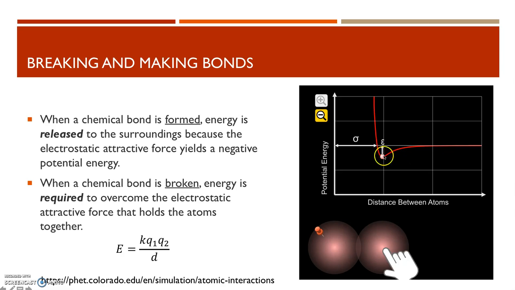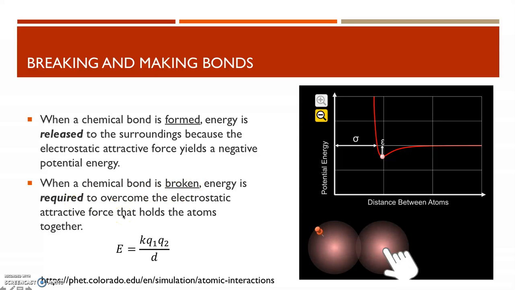When you break a bond, you require energy to pull them apart. Because these two atoms are attracted to each other, you have to put energy in order to pull them apart. That manifests in Coulomb's law here, where the charges on the two atoms, maybe the nucleus of one atom and an electron of another atom, are attracted to each other. You have a plus charge and a minus charge, and you have to put energy in to pull them apart. So when a chemical bond is formed, energy is released. When a chemical bond is broken, energy is required.